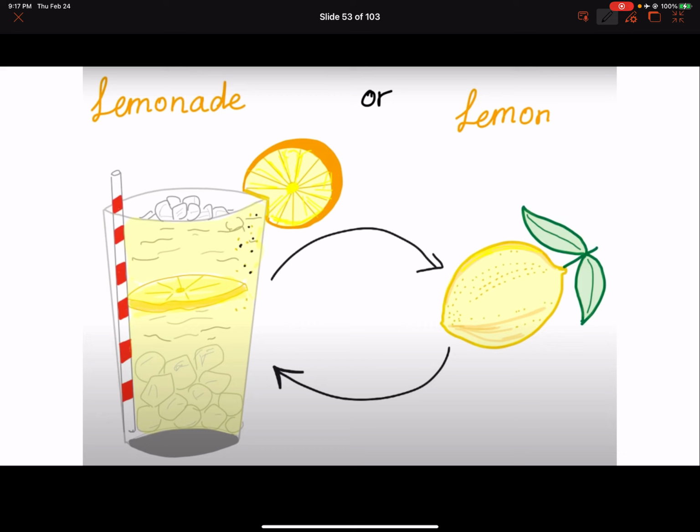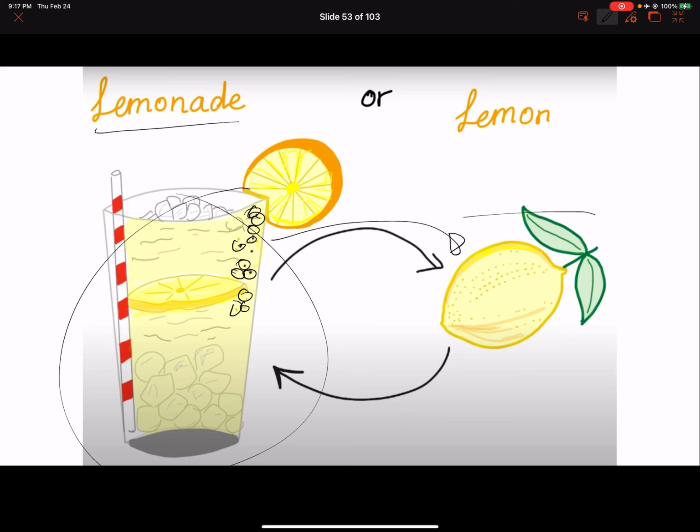Cool. Leukemias, you can think of as lemonade. So leukemia is a cancer of the blood, so it's in the fluid. Lemonade is a fluid. However, at the same time, we might have some seeds in a lemonade. And you could take these seeds and plant them and grow a lemon. So the lemon would be the lymphoma component.